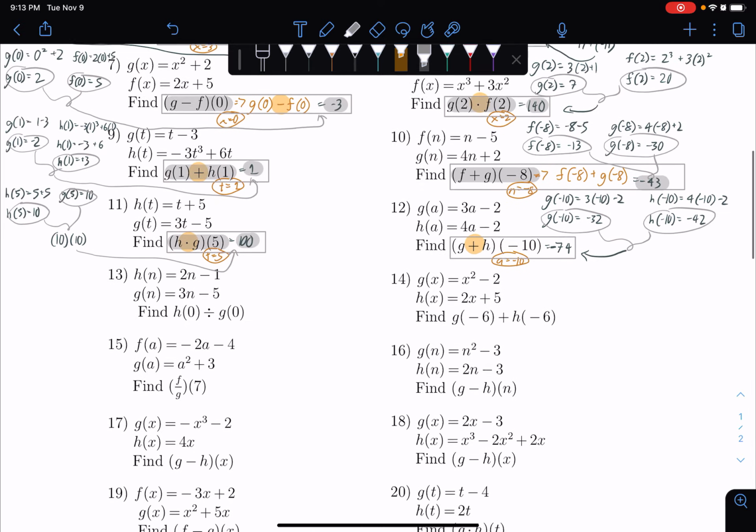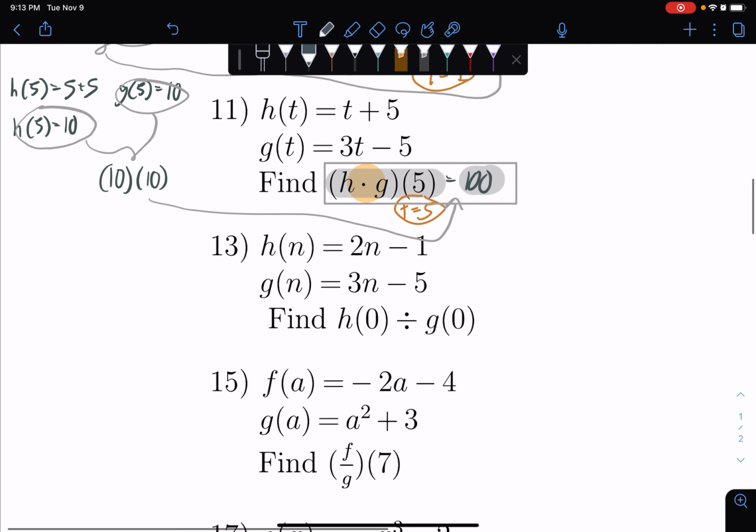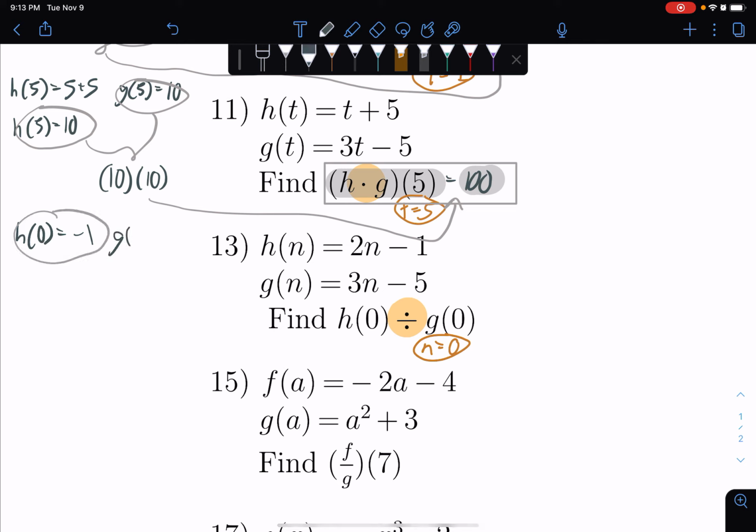Alright, let's move to number 13. So we acknowledge the operation is division and n is equivalent to 0. Alright, let's solve for h of n. So h of 0 is equal to 2 times 0, which is 0, minus 1. We already know that it will be negative 1. Circle that. So g of n, in other words, g of 0, is equal to 3 times 0, which is 0, minus 5, so we have negative 5.